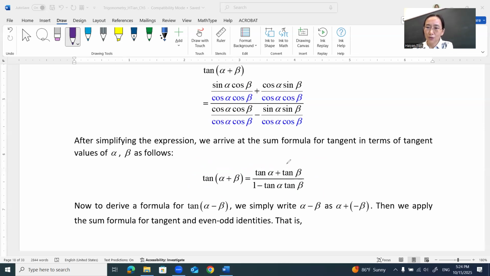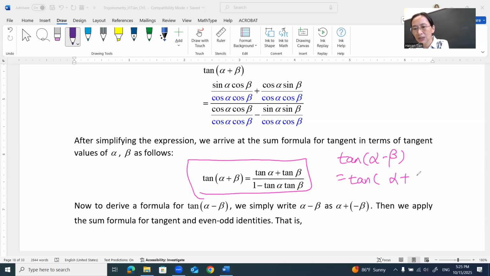But of course, you want to have tangent for the difference, right? So tangent of a difference, alpha minus beta, how can we get a formula for this? If we have the sum and we want to get a formula for this difference, we want to write it as a sum so we can apply the already established formula. So let's write the difference into a sum. You see alpha minus beta is actually alpha plus negative beta.